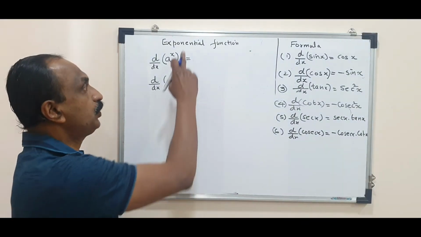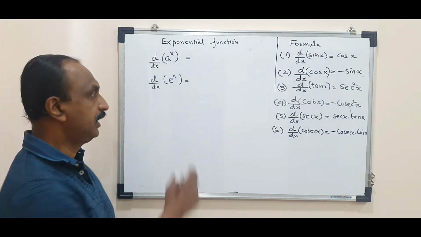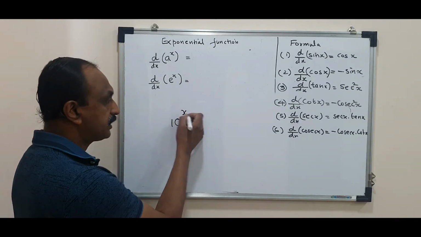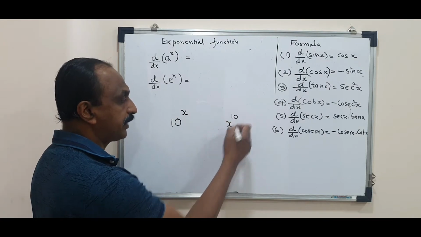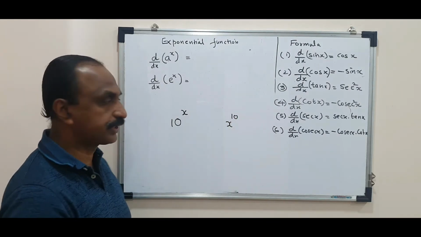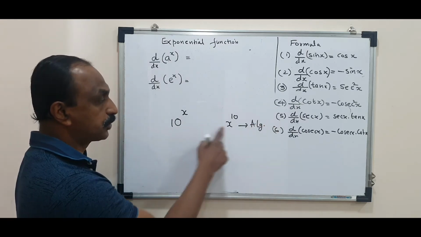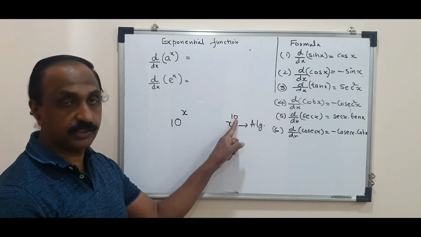Now we find out the derivative of exponential functions. What is the meaning of exponential function? Exponential function means the base is a constant and the power is the variable. We have also seen x to the power 10, where the base is variable and the power is a constant. This is an algebraic function. This is exponential. Try to understand the difference.